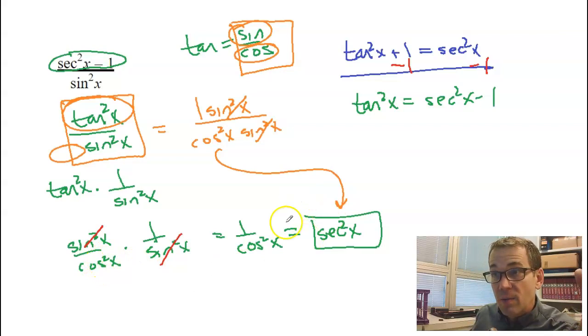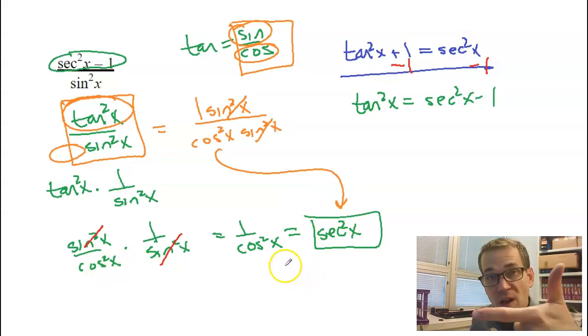But at the end of the day, we want to have secant squared x as our final answer because it's one trig function, there's no denominators, and it's just a good thing to have.